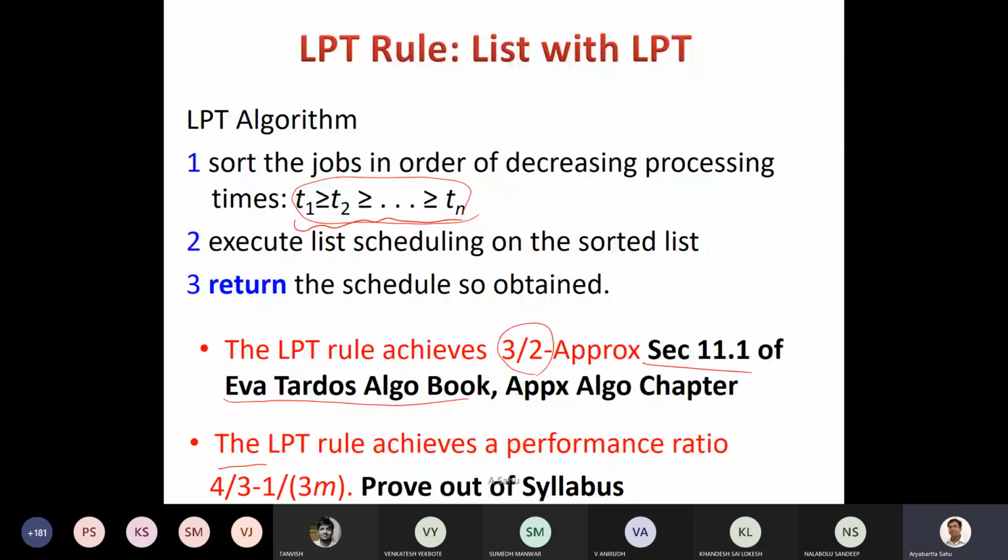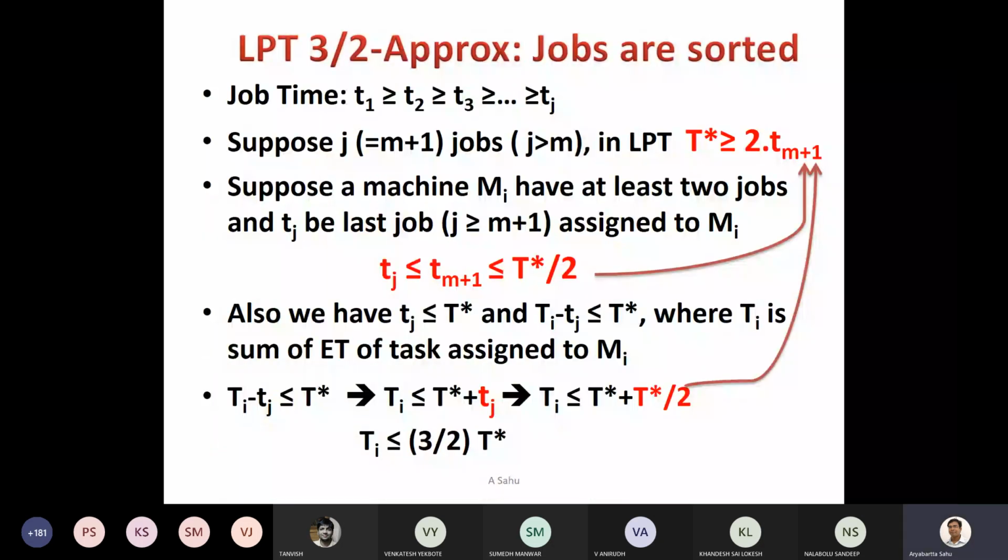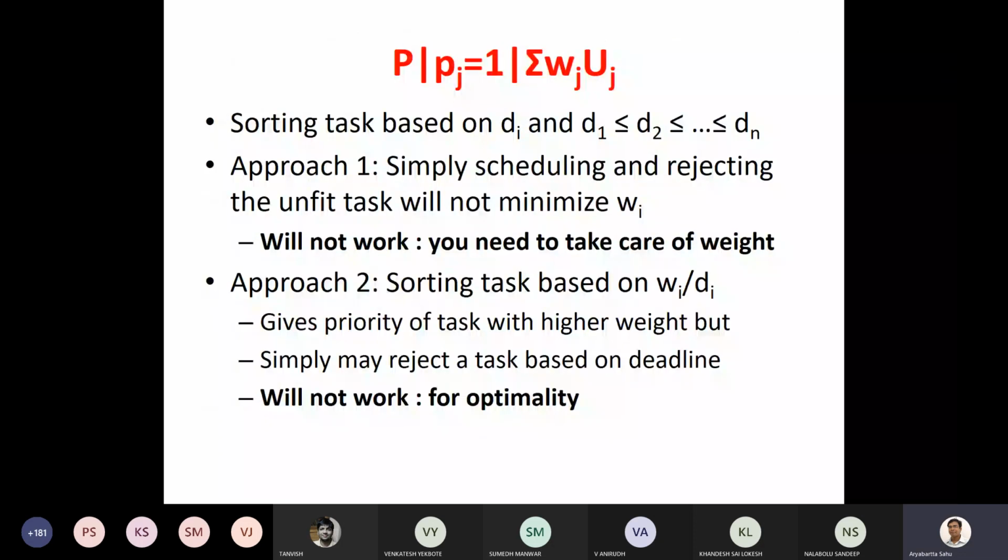Now we are moving towards another problem. So what is this problem? The problem is Pj equals 1, summation of Wj Uj. What is the meaning of the problem? Sir, we have some number of identical processors. The processing time of all the processes is the same, the deadline for all the processes is given, and we need to minimize the number of processes that complete after the deadline.